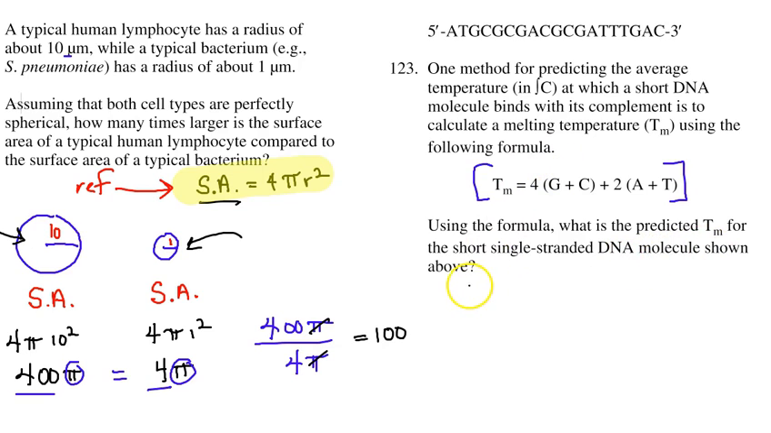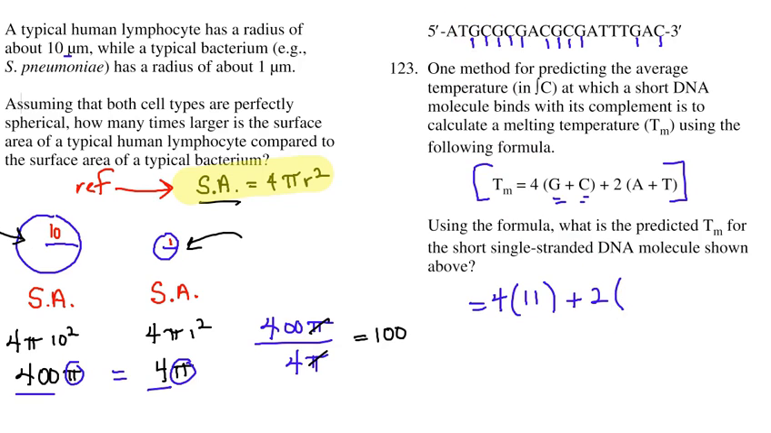So basically Tm, which is the melting temperature of the strand, is equal to 4 times the sum of the guanines and cytosines. So let's count them. 1, 2, 3, 4, 5, 6, 7, 8, 9, 10, 11. Make sure I didn't miss any G's or C's. Okay, so 1 through 11. I got 11 of those in total. So 4 times 11 plus 2 times the number of adenine and thymines.